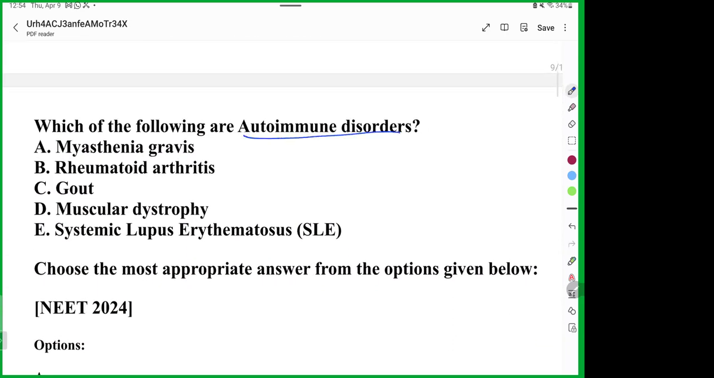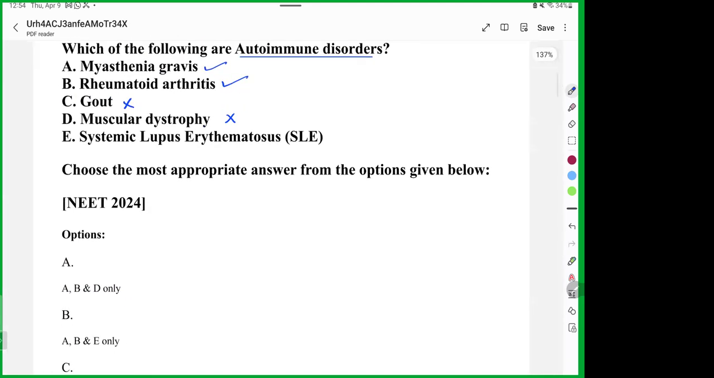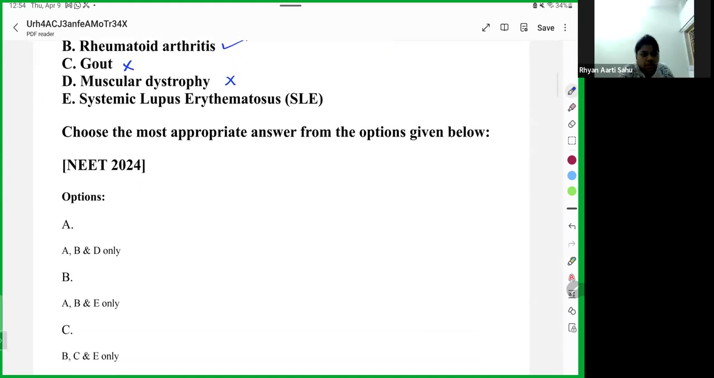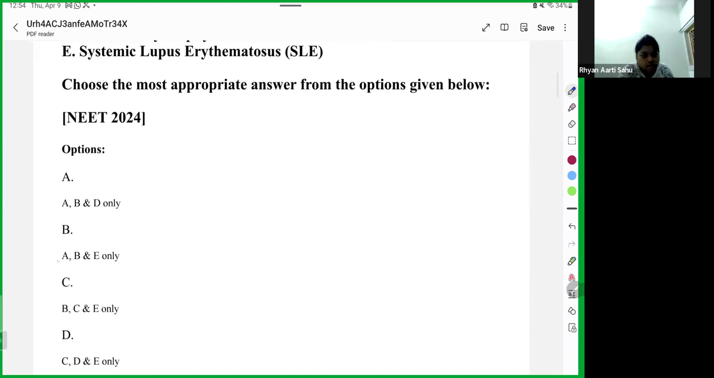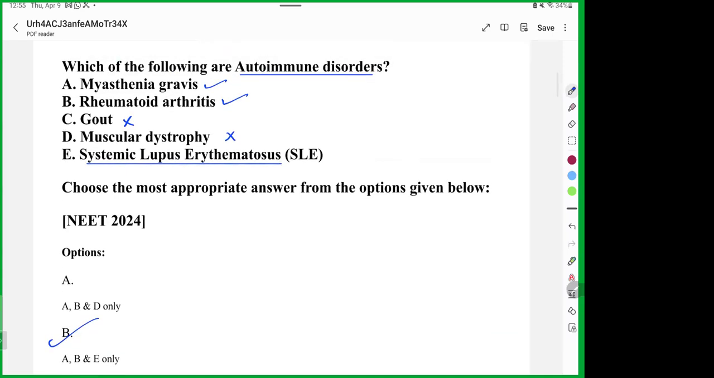Autoimmune disorders: myasthenia gravis, yes. Rheumatoid arthritis, yes. Gout, no. Systemic lupus. Which of the following is appropriate in this case? Option B, sir. Systemic lupus erythematosus. Erythematous means it is kind of allergy.